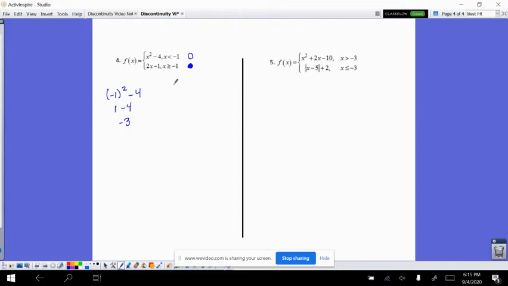Then in our linear function below, we are also going to plug in -1: -2 minus 1 is -3. Those are equal. The two graphs would meet, and this is continuous.